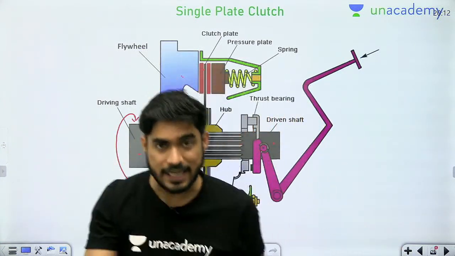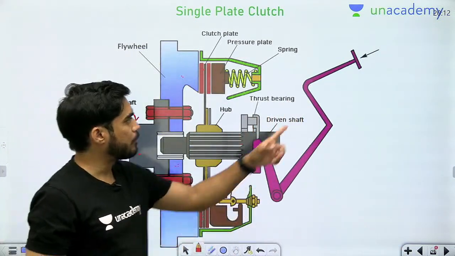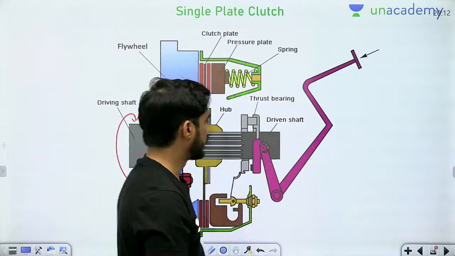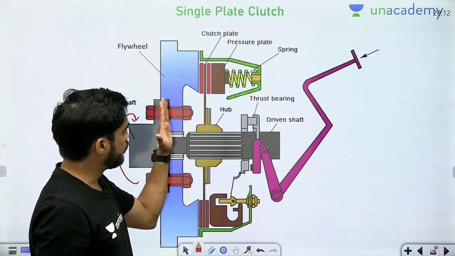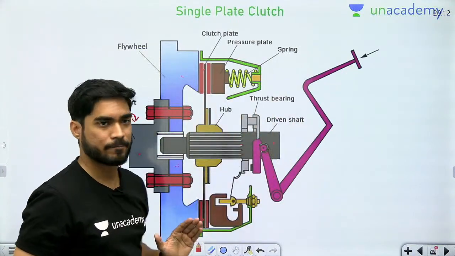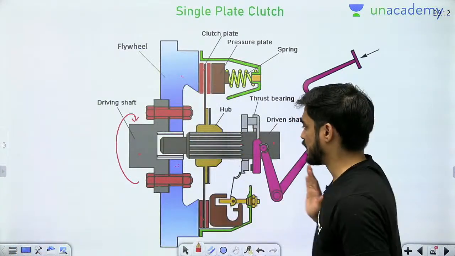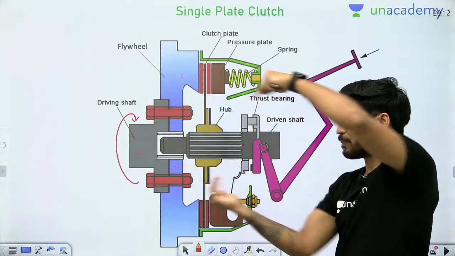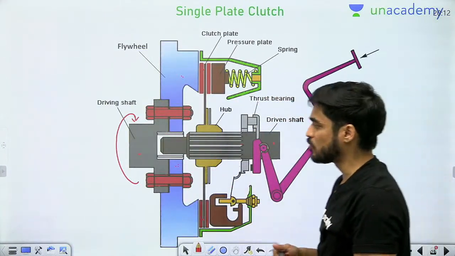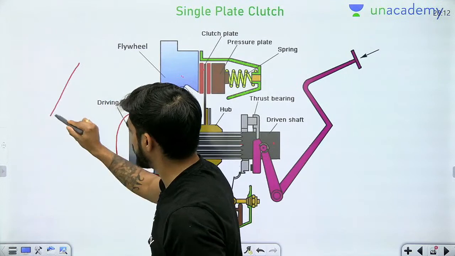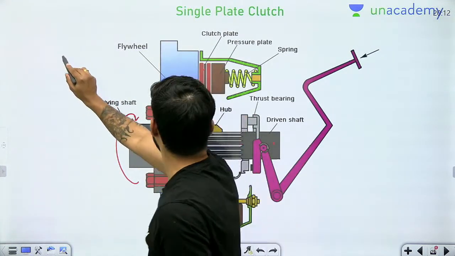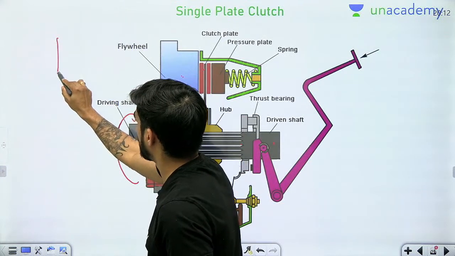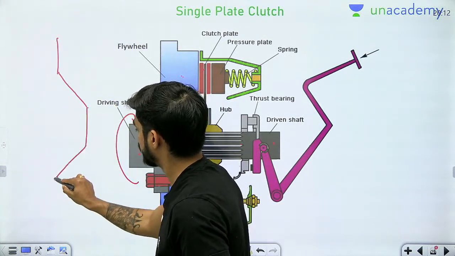If you want to disconnect it, then you will apply force on this paddle. This paddle will apply force on this pressure plate, which will move this pressure plate back. जब मैं ऐसा सेंटर पे फोर्स लगाता हूं, तो प्रेशर प्लेट पीछे आती है. The shape of this pressure plate is something like this.